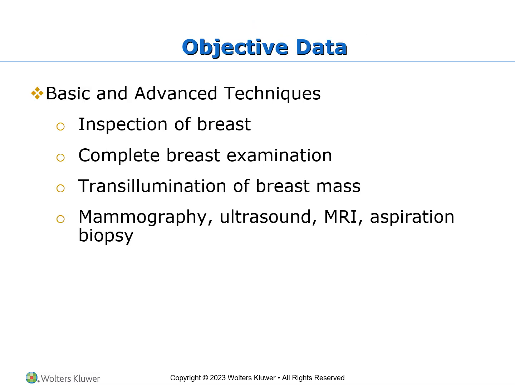So after completing the health history, we're going to gather objective data through inspection and, when appropriate, palpation. Inspection of the breast is the first step of the physical exam. The patient should be seated with adequate exposure of both breasts. We're observing first symmetry and size, contour and shape, skin color and condition, nipple position and appearance, visible masses or swelling.